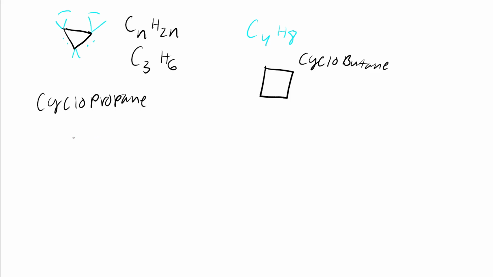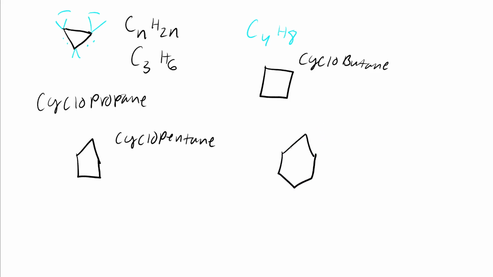You can also do 5. C5H10. That'll be 1, 2, 3, 4, 5. So it'd be 2, 4, 6, 8, 10. 10 hydrogens right there, and that would be called a pentane. And this would be 1, 2, 3, 4, 5, 6. This would be cyclo. Can you guess it? Hexane.